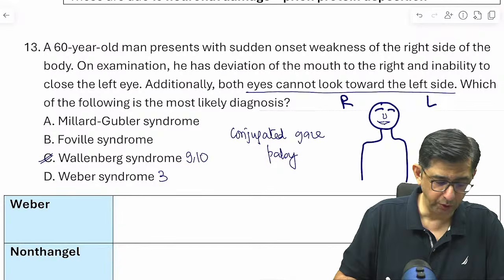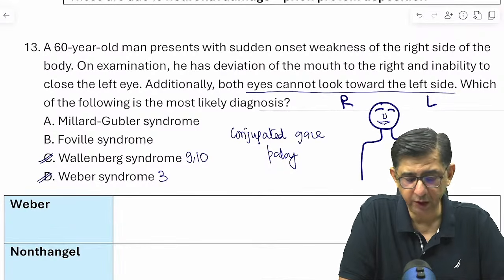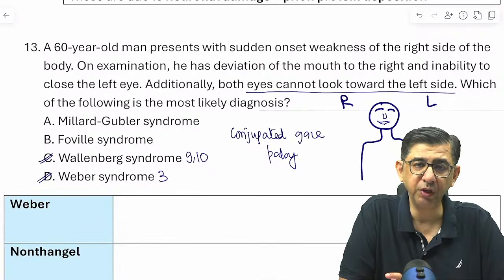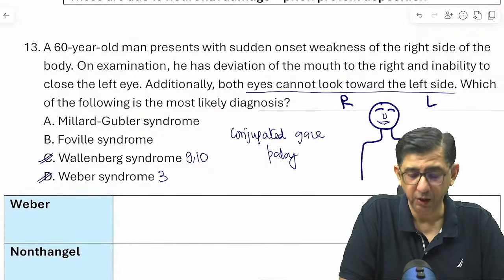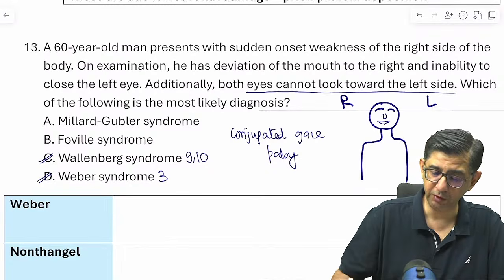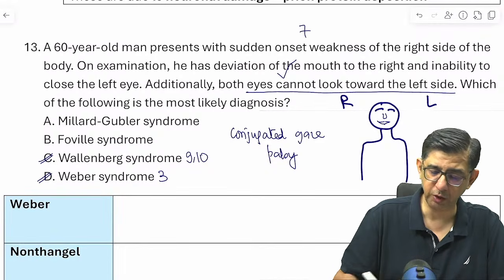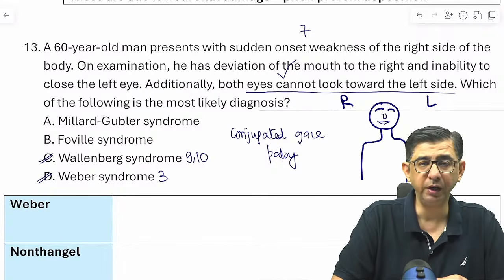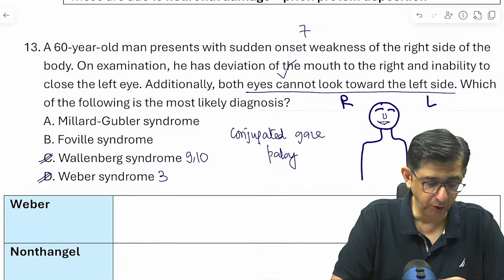So those two could be ruled out, and now you're left between two only, that is Millard-Gubler and Foville syndrome, and both are having 6th as well as 7th nerve palsy. That is why he's describing that the patient is having a face deviation. The moment you read the word face deviation, you can understand that he's talking about the 7th. And when he's talking about the eye movement, conjugate gaze palsy coming up, that means that there is a 6th nerve involvement also occurring.